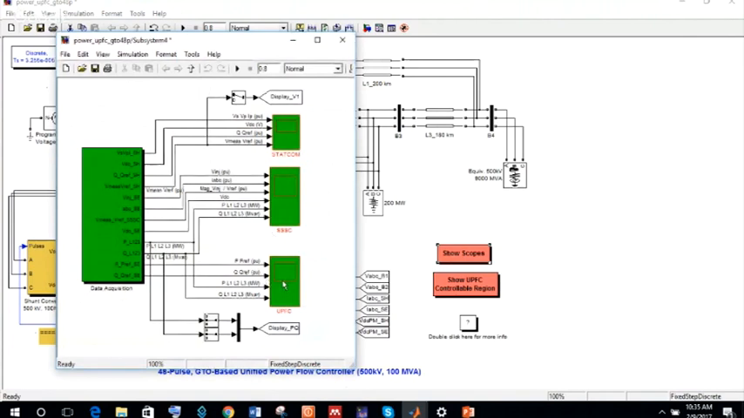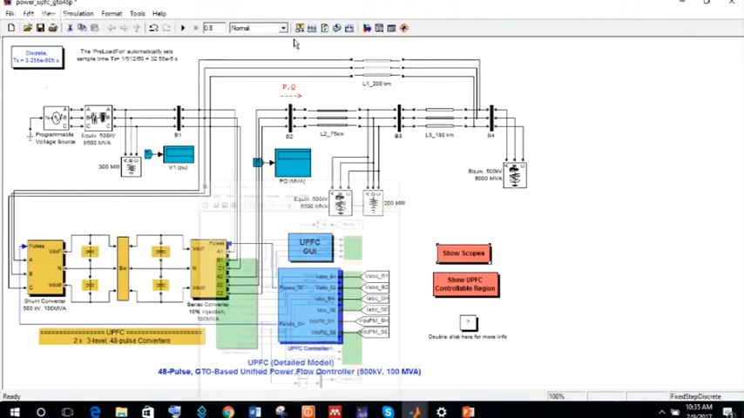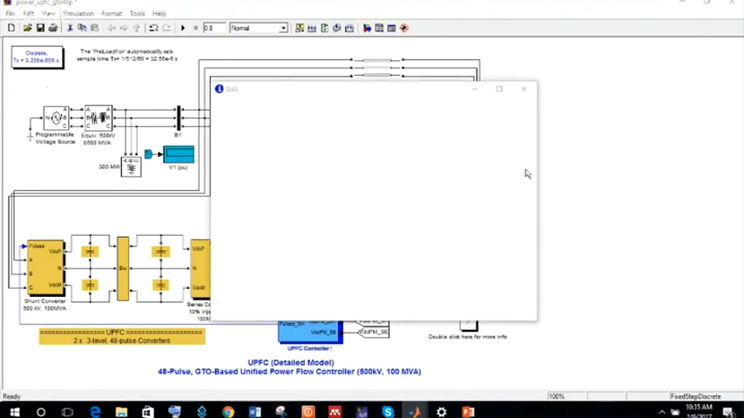Now, since we will be doing only UPFC, there are STATCOM parameters, SSSC parameters and UPFC parameters shown. We will be interested in observing the UPFC parameters now. So when the simulation is run, we have only set the values for power flow control, which is active and reactive power.